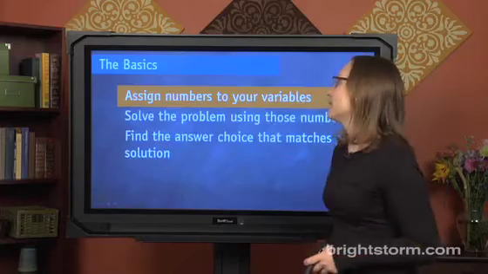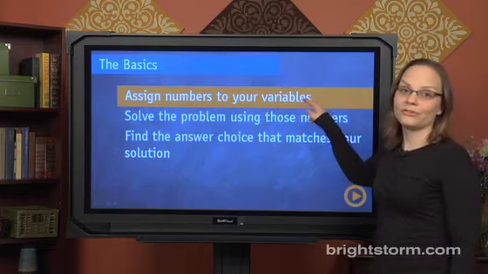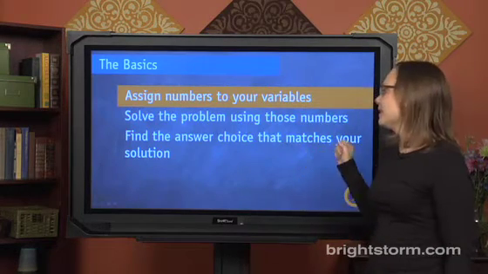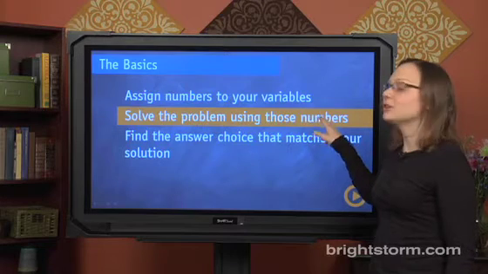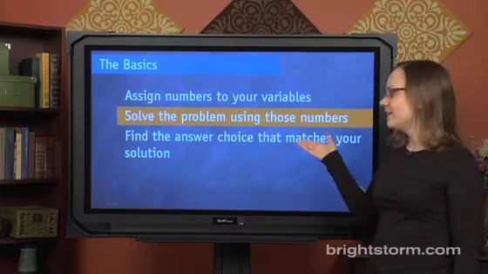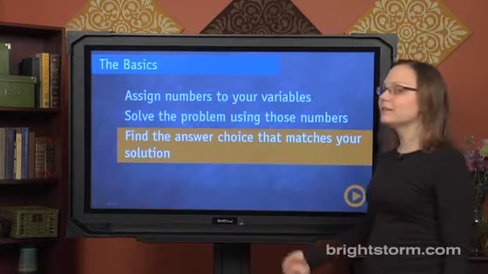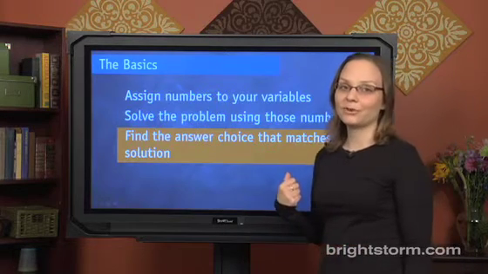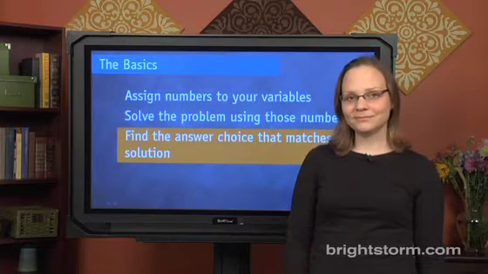And the strategy has 3 basic steps. First of all, you're going to assign numbers to your variables. So whatever's a variable, you're going to make it a number. Next up, you're going to solve your problem using those numbers that you chose. And then lastly, simply find the answer choice that matches the solution you came up with. Let's look at these 3 steps in lots more detail with tons of examples.